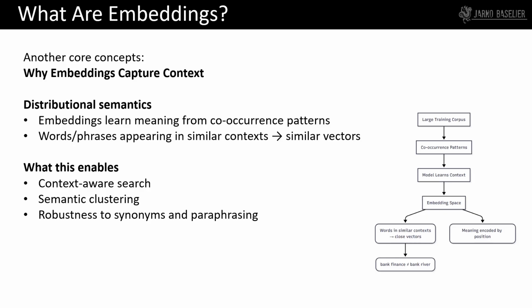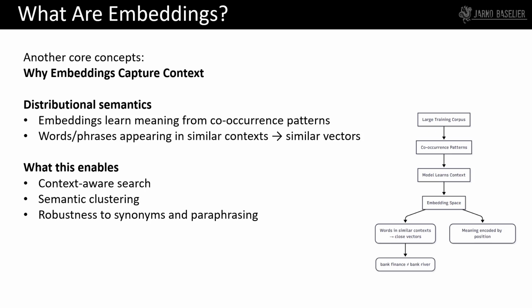Once you get to know how some things are computed and which methods are being used, this can become important. Another one of the core concepts: why embeddings capture context. We have distributional semantics, where embeddings learn the meaning from co-occurrence patterns, and words and phrases appearing in similar contexts mean similar vectors. And this enables context-aware search, semantic clustering, robustness to synonyms, and paraphrasing.